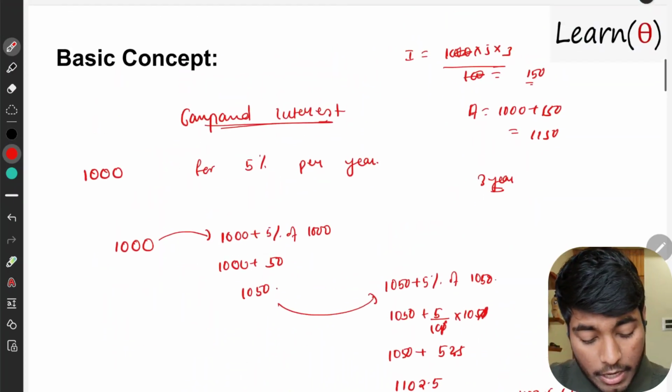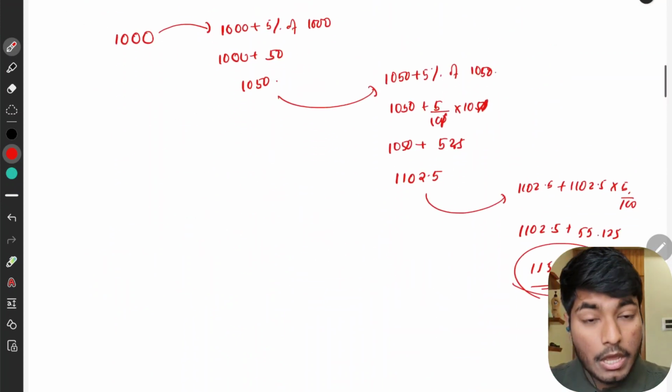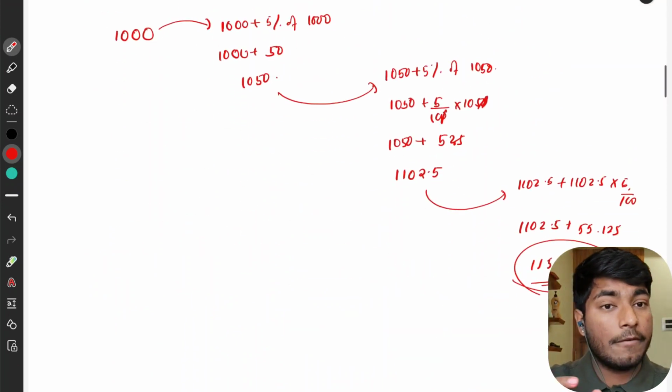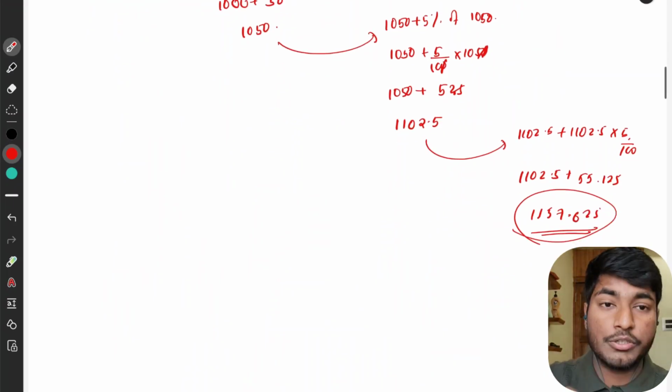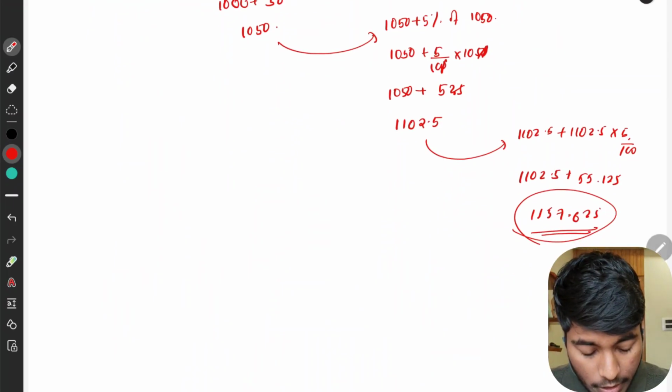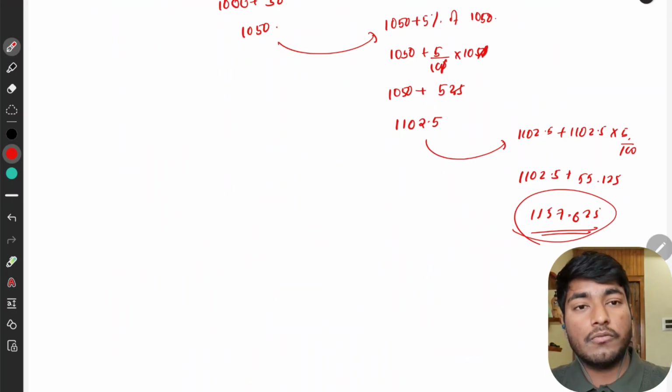In simple interest, I got 1,150 rupees. In case of compound interest, for this whole scenario, I got 1,157.65 rupees. So how much extra profit have I got? Extra I have got 7.625 rupees.